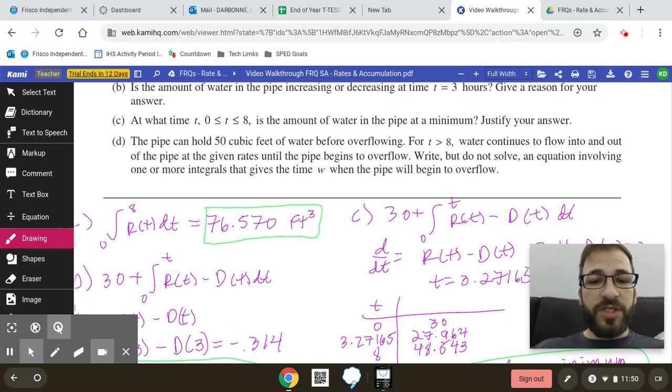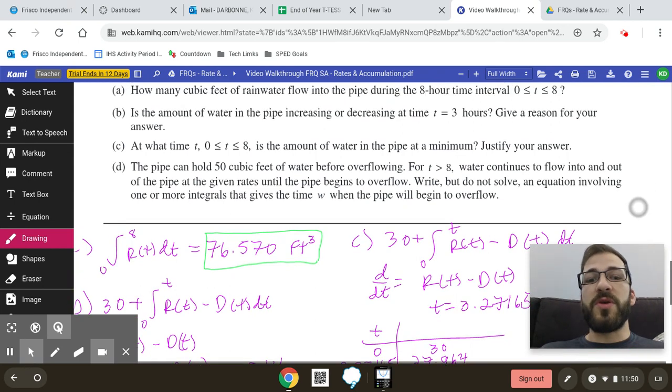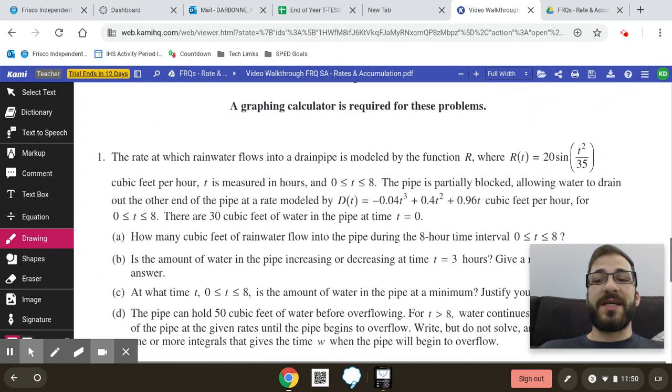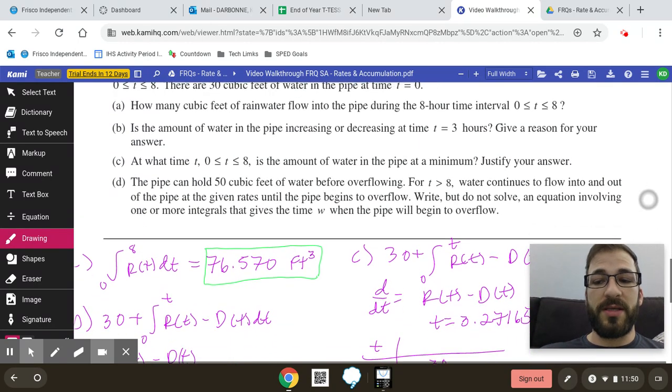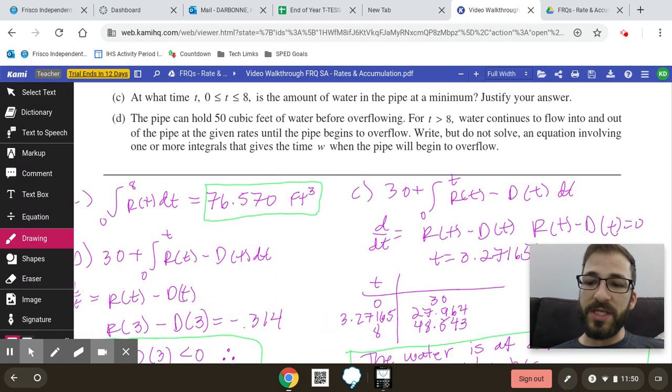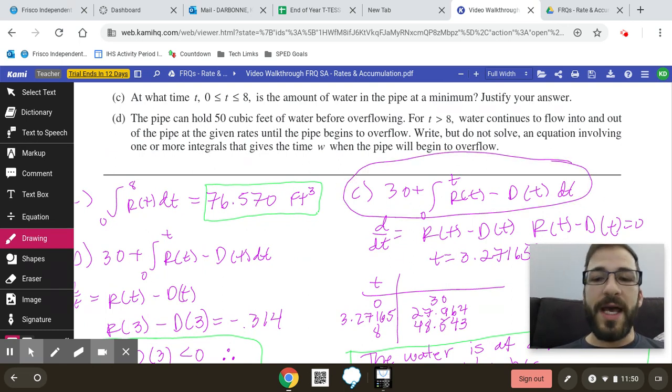So all I want to show is, when is the amount of water in the pipe going to be greater than 50 cubic feet? At some point, R of t is going to be greater than D of t for so long that there's going to be more water in the pipe. So all I need to show is, when is the equation we got in part C going to be greater than 50? Well, all I need to do is take that equation and set it equal to 50, so I can prove that.